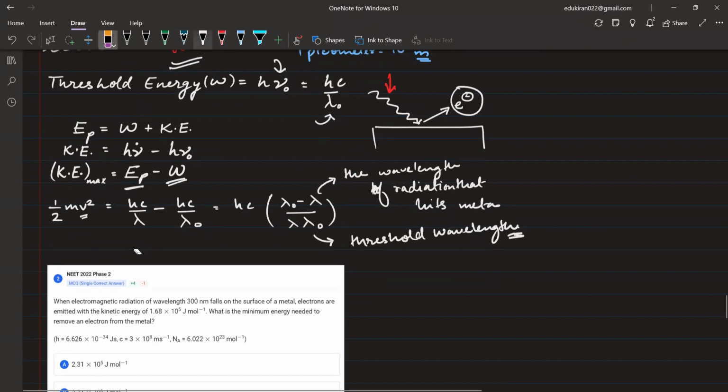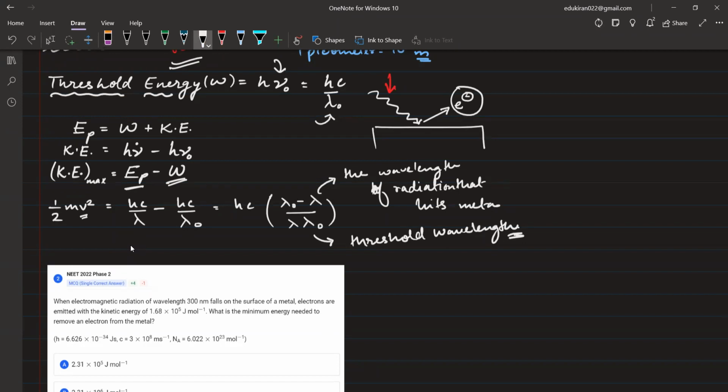Okay. Now, if you are giving a photon of E energy, some of it will be used to remove the electron from the metal surface, and then some energy will be used as the kinetic energy of the electron. So E of photon will be equal to W plus KE. W is known as the work function or the threshold energy. Threshold energy is that minimum energy which is required to remove the electron from metal surface.